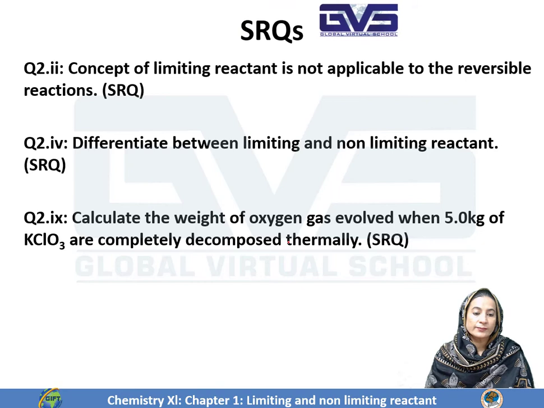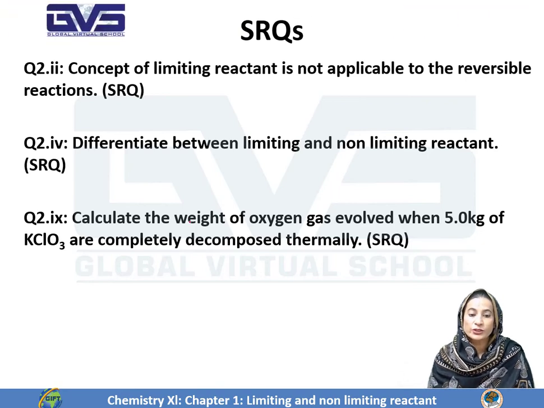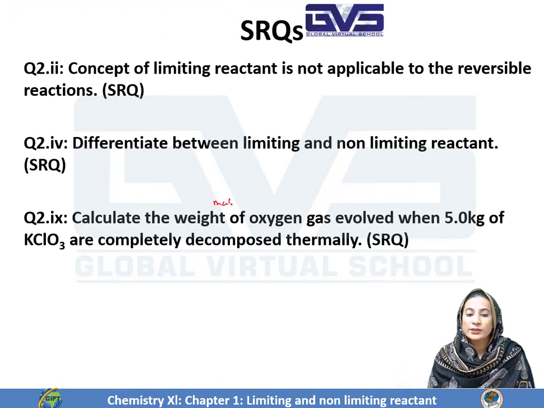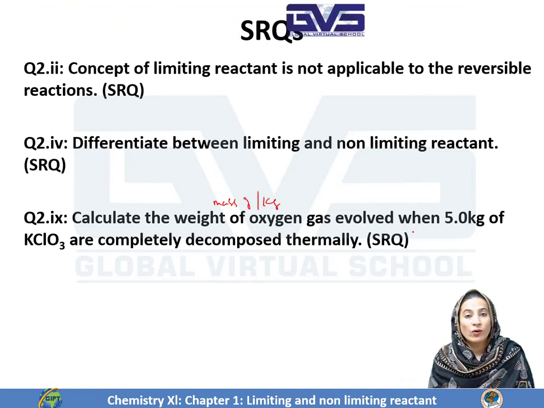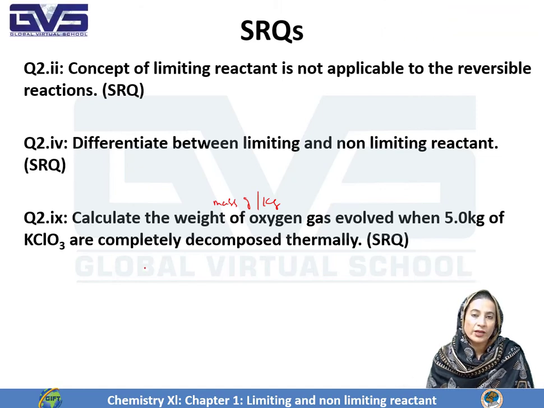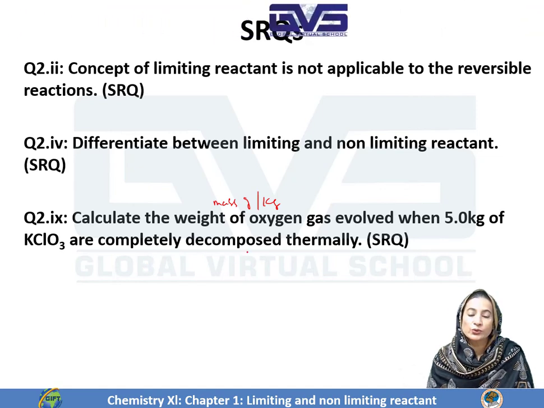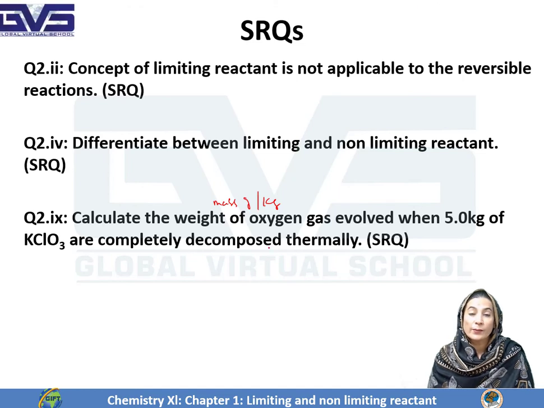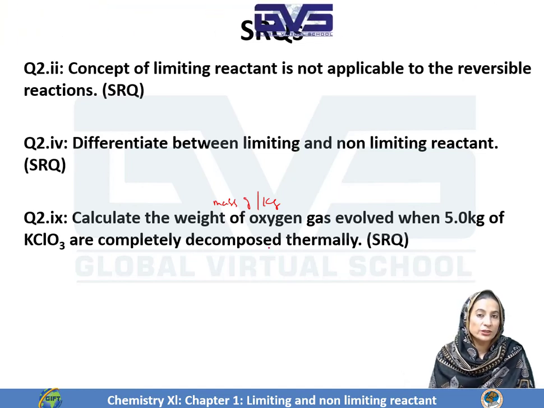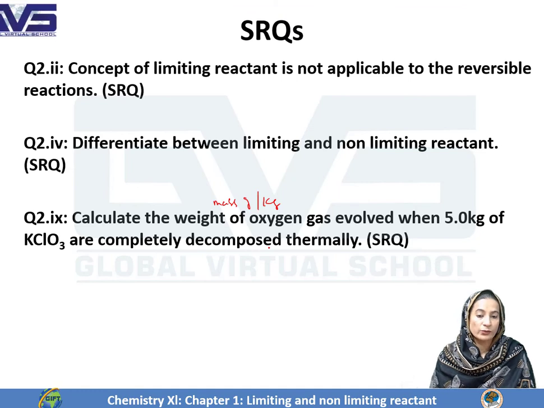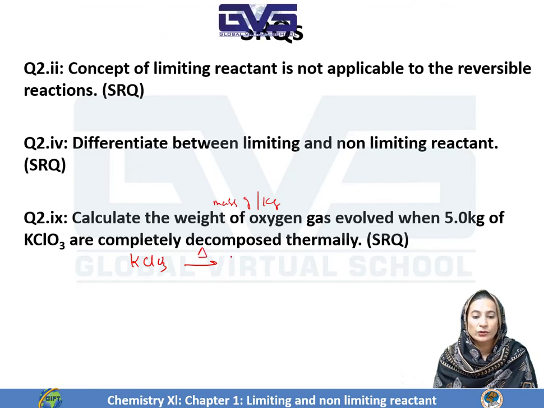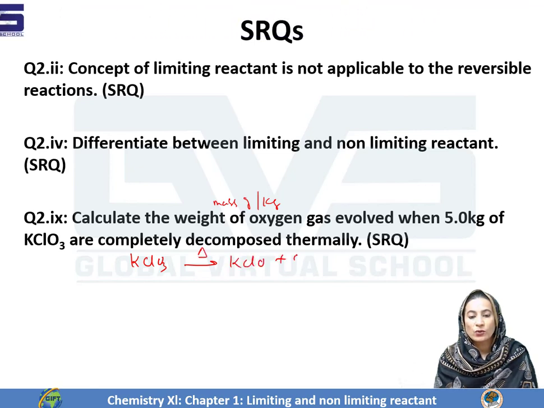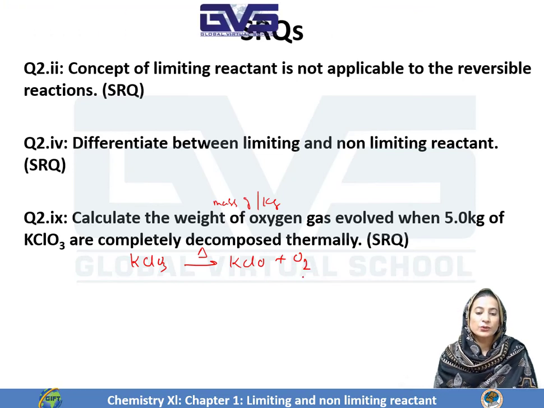Then the question is given: calculate the weight of oxygen. Weight means mass of oxygen. Mass can be in gram or kilogram. This is when 5 kilogram of KClO3 is completely decomposed. So here KClO3 is completely decomposing. I am giving you the equation and the steps you have to calculate by yourself. The equation is KClO3 thermally decomposed, meaning on heating it decomposes into KCl and oxygen. So you have to calculate the mass.